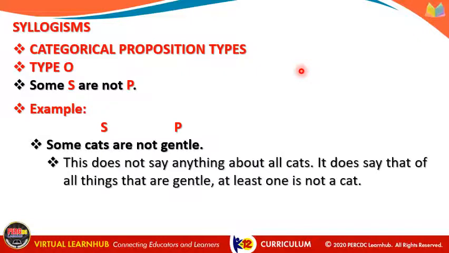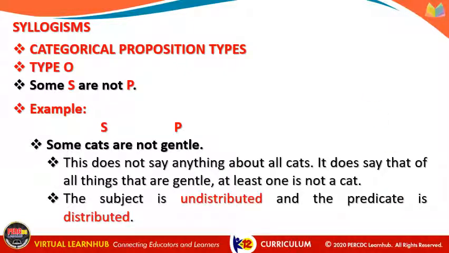Take note that this proposition does not say anything about all cats. It just says some cats, not all, so we don't know anything about all cats. However, it does say something about things that are gentle. It says that of all things that are gentle, at least one is not a cat. Since this is the case, in type O propositions, the subject is undistributed and the predicate is distributed.